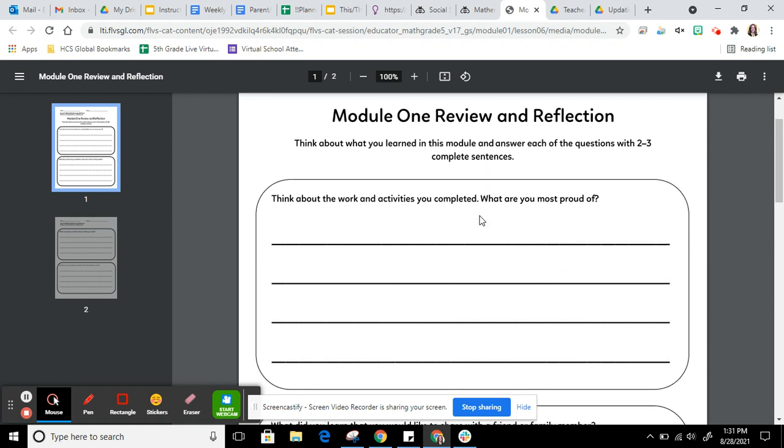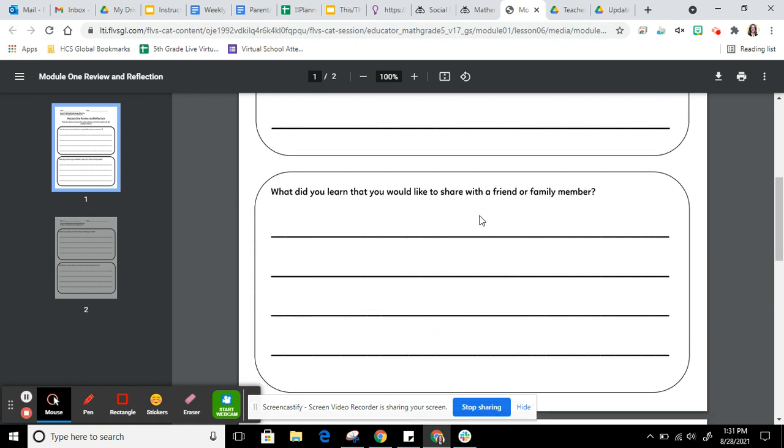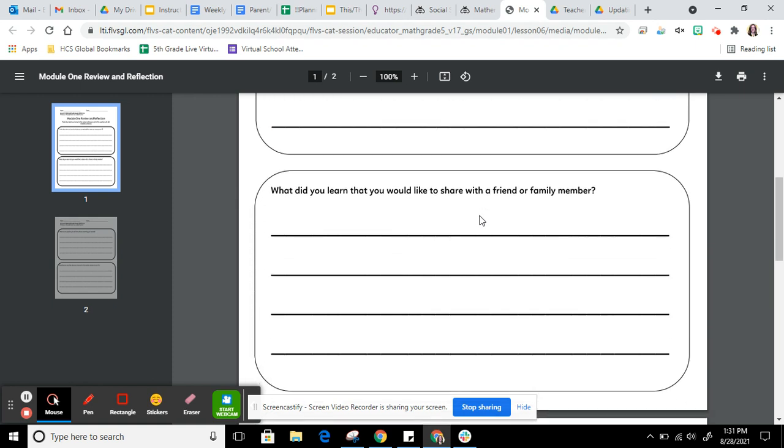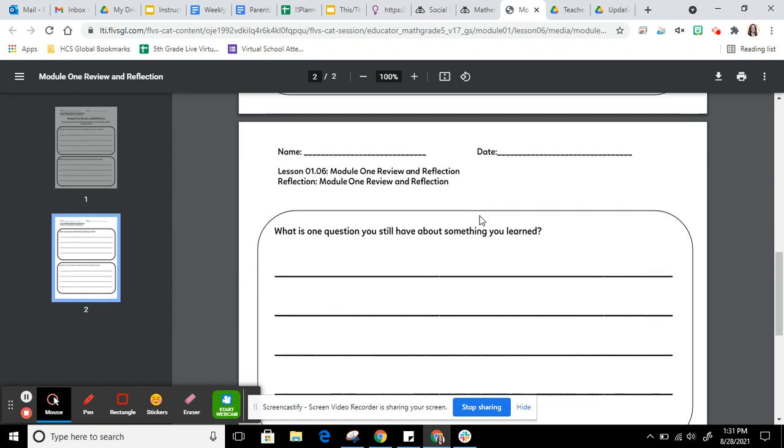So your first question, think about the work and activities you completed. What are you most proud of? You're going to answer that question in 2 to 3 sentences. Second question, what did you learn that you would like to share with a friend or family? You're going to answer that question in 2 to 3 sentences.